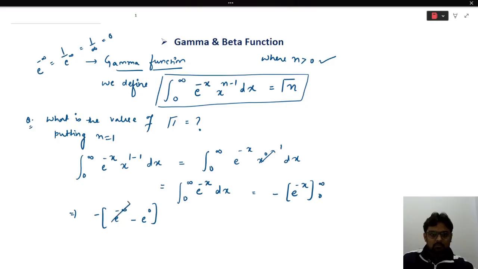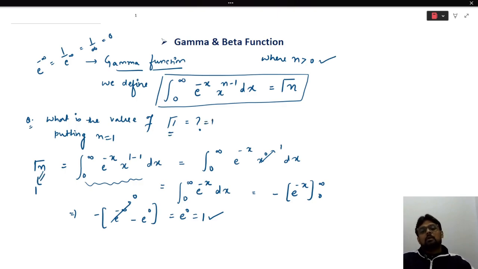So this term will become 0, and minus minus plus, this is e to the power 0, which is 1. So the value of this integration, this integrand, is 1, hence this must be equal to gamma n, where n equals 1. So the value of gamma 1 is 1 itself. तो यहाँ पर हमने इसको प्रूफ किया है कि वैल्यू ऑफ गामा 1 इज 1 होती है.